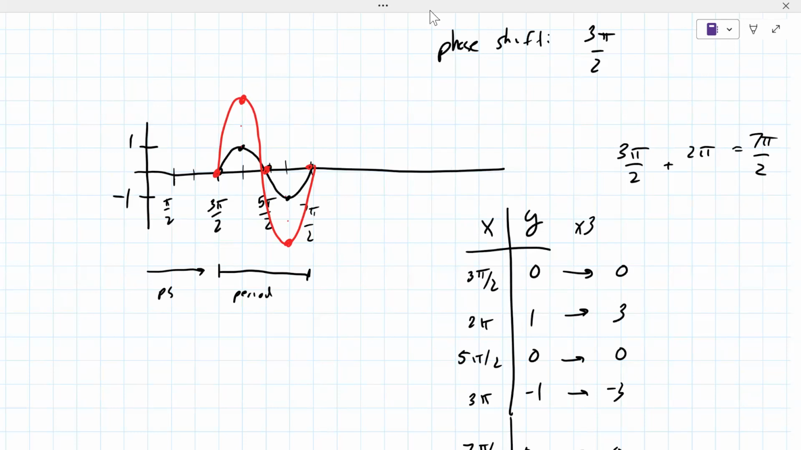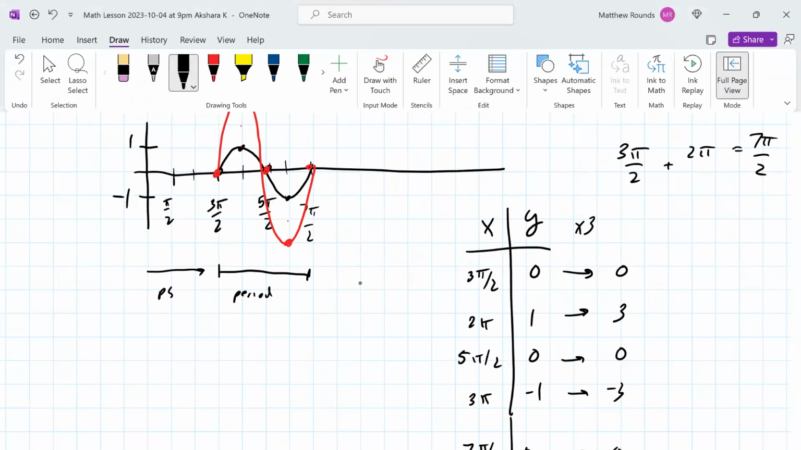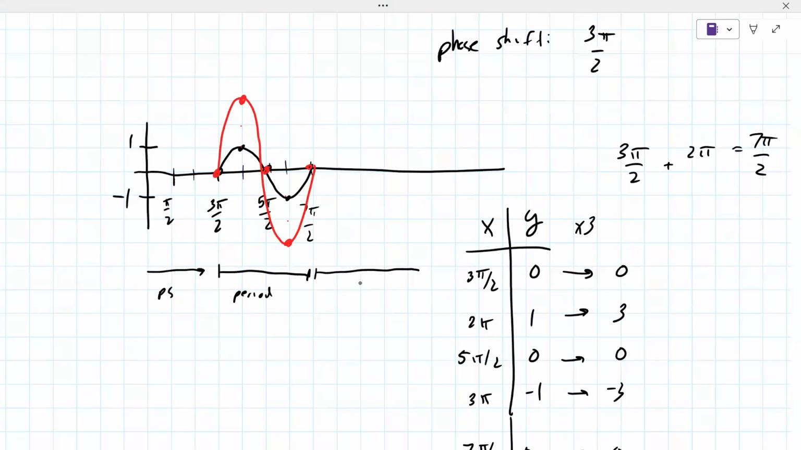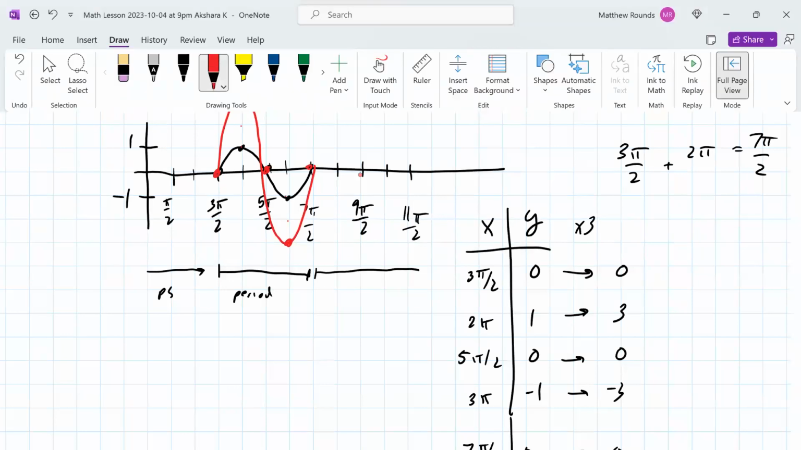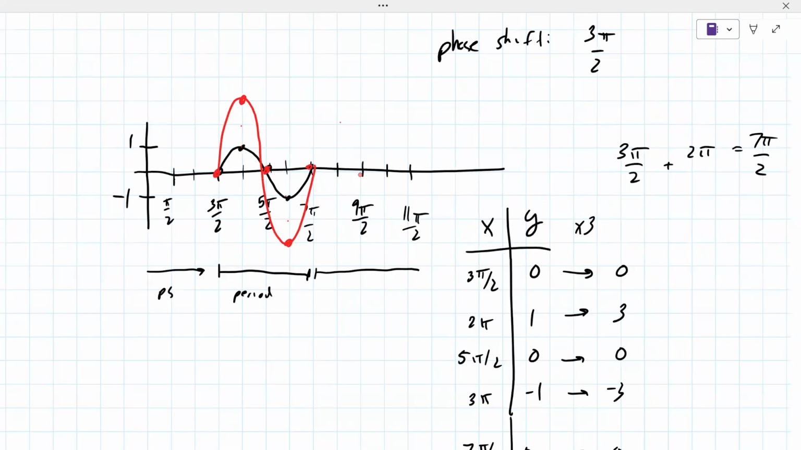Now to go out another period, right? You got to add another 2 pi to this, but it's just counting now. It's just, okay, well, 2 pi. So 1, 2, 3, 4. That's 11 pi over 2. That's 9 pi over 2. And then you just repeat the red part like that.